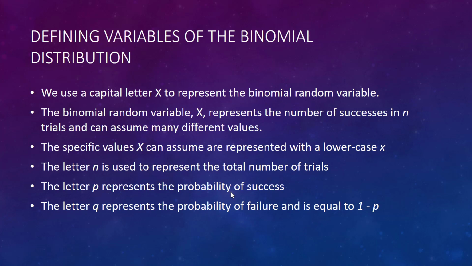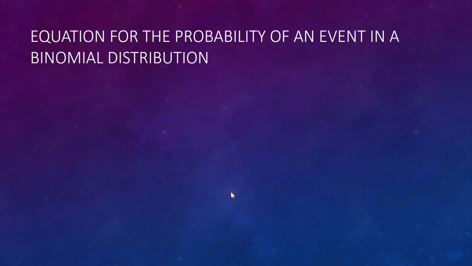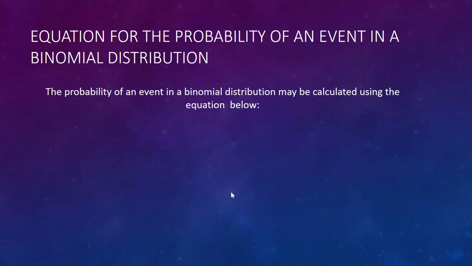Lastly, you might see the letter q in some equations, and that represents the probability of failure. The probability of failure is equal to 1 minus p. Equation for the probability of an event in a binomial distribution. The probability of an event in a binomial distribution may be calculated using the equation below.